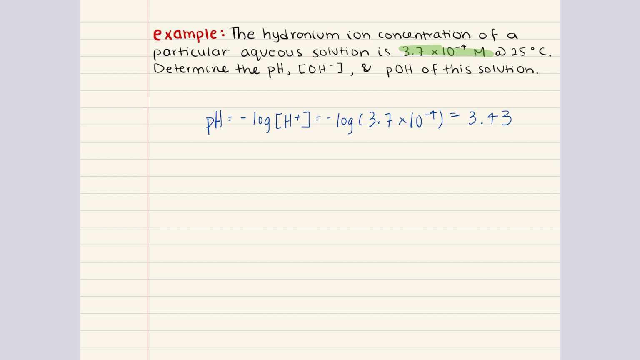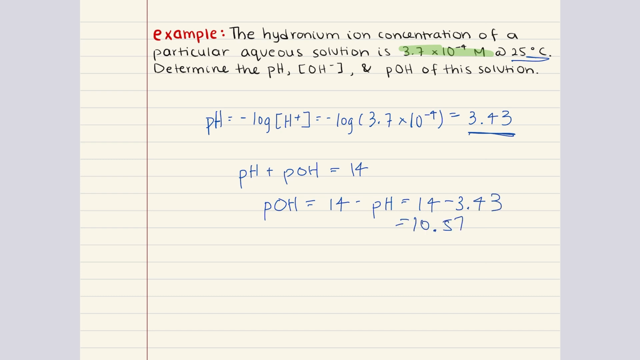Now that we know our pH, we can determine our pOH because we know that pH plus pOH is equal to 14 at 25 degrees Celsius. We can isolate the variable pOH. That's going to be equal to 14 minus pH, which is equal to 14 minus 3.43. This gives us 10.57. So we have our pH, we have our pOH.